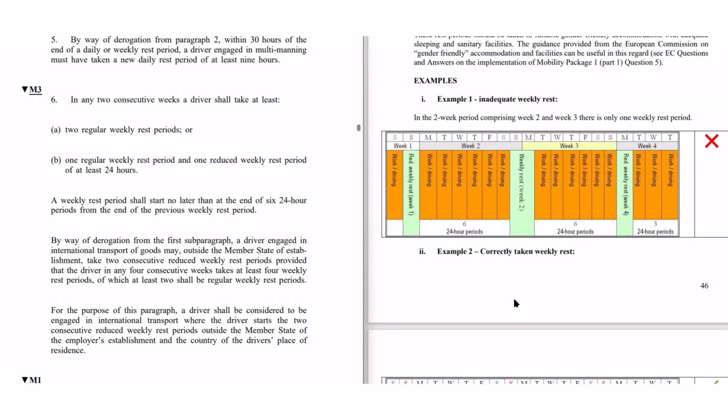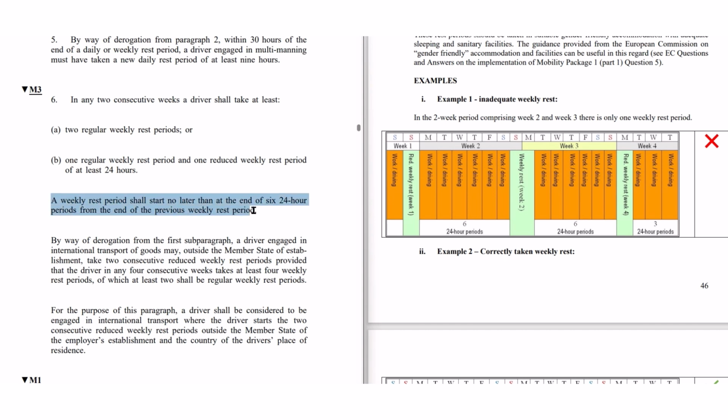What else applies to weekly rest periods? The weekly rest period must begin no later than the end of 6 24-hour periods from the end of the previous weekly rest. Of course, if your driving or working hours are exhausted earlier in the week, you must stop and begin your weekly rest sooner. The reason for this is if you reach the maximum weekly driving time, bi-weekly driving time, or weekly working time. If none of those are reached, then the 6 times 24-hour rule, i.e., 144 hours, applies.